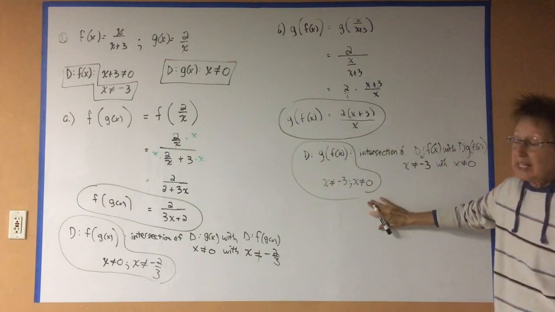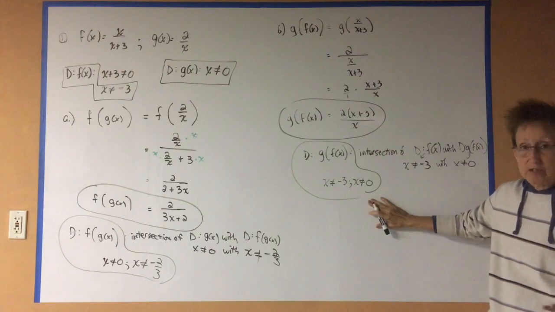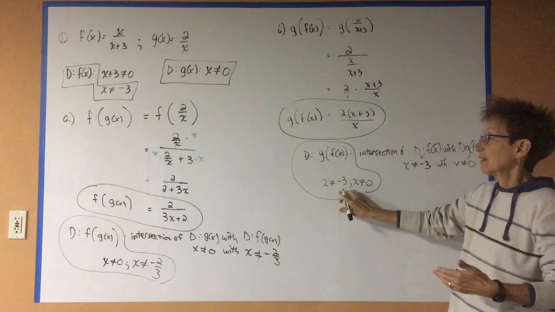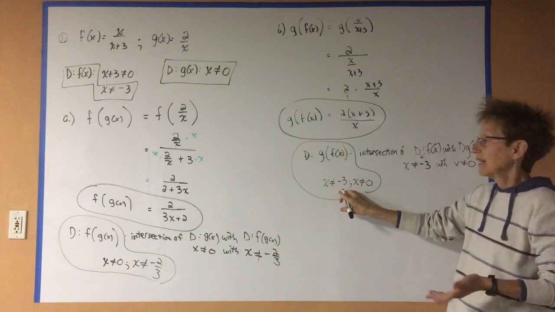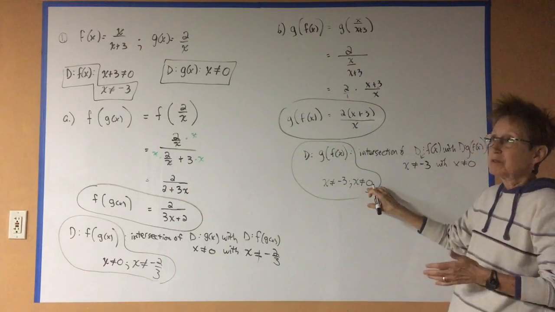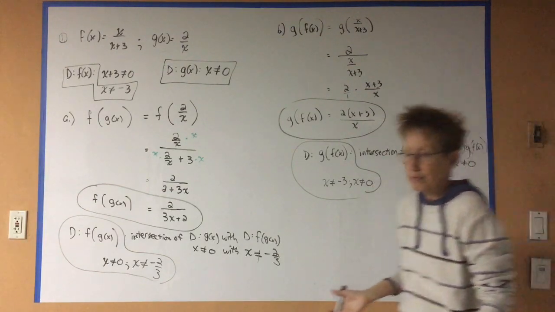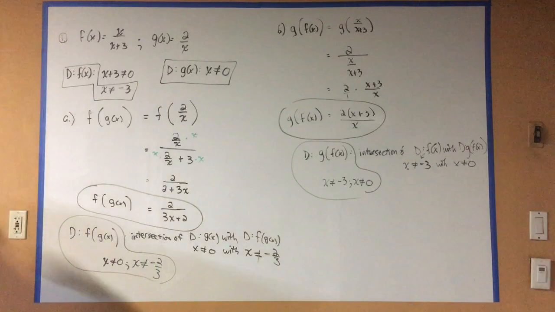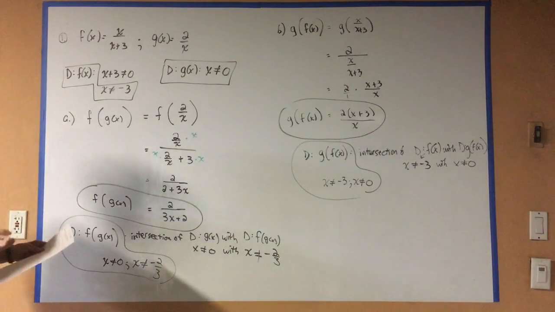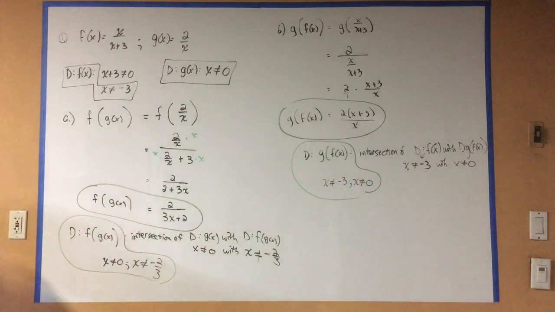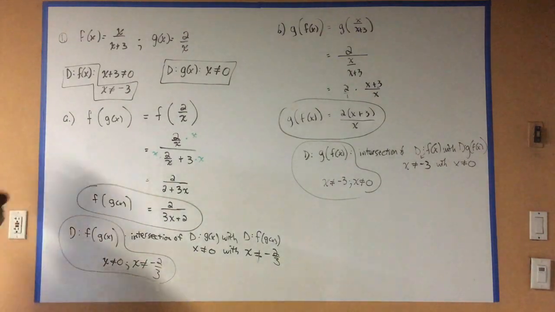And again, this is the easiest way to write it, just listing the restrictions. If I were writing that in interval notation, I'd go -infinity to -3, parenthesis, union, -3 to 0, parenthesis, union, 0 to infinity. In other words, everything but 0 and -3. So there's the first composite function example done, and thinking about the domains. So let's take a look at number 2 and see what we can do with it.